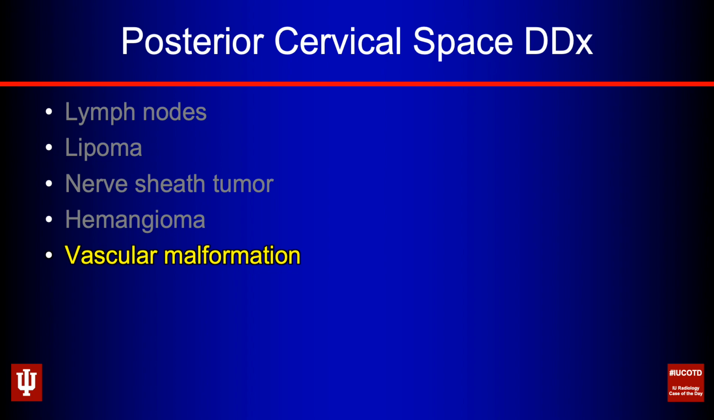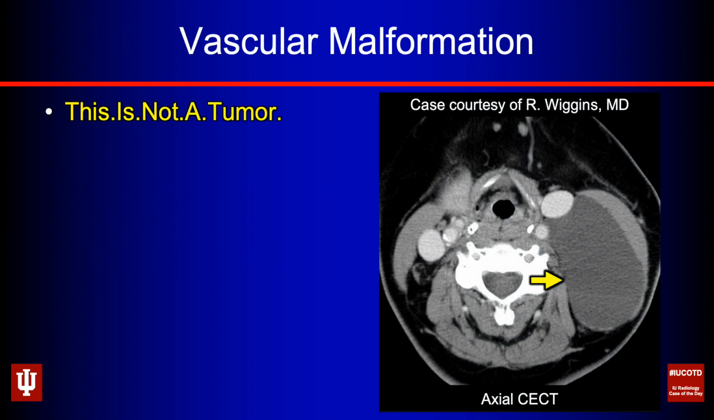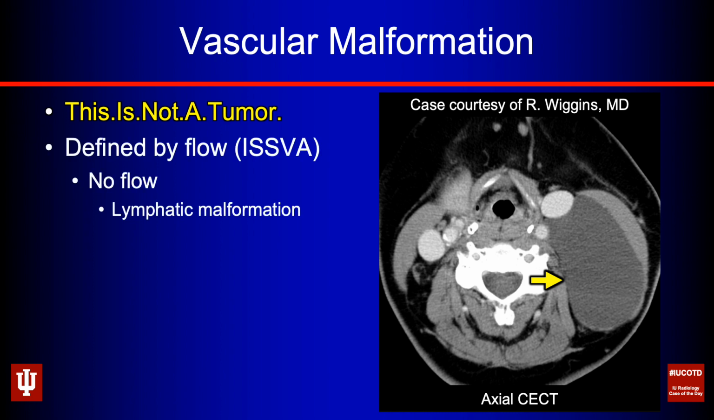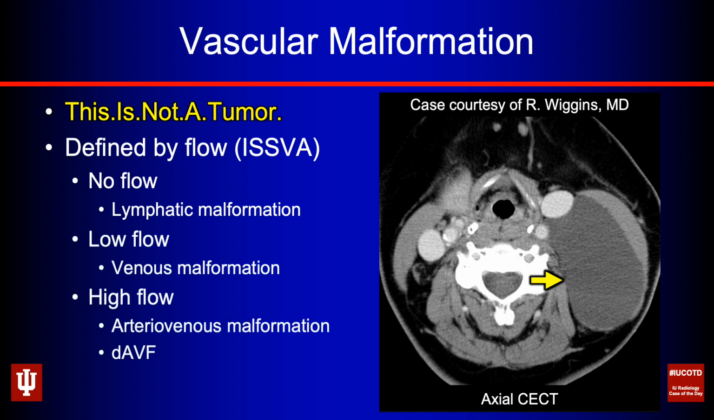Vascular malformations. These are not tumors. These are vascular malformations. These are malformative lesions of the vessels. These are defined by their flow. Are they no flow, such as a lymphatic malformation? Are they low flow, such as a venous malformation? Or are they high flow, such as an arteriovenous malformation or a dural AV fistula?